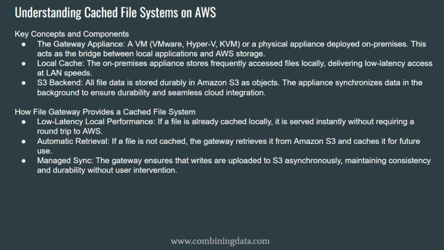If a file is not already cached locally, the gateway automatically retrieves it from Amazon S3, delivers it to the application, and then stores it in the local cache for future access. All of this happens transparently, without user intervention.